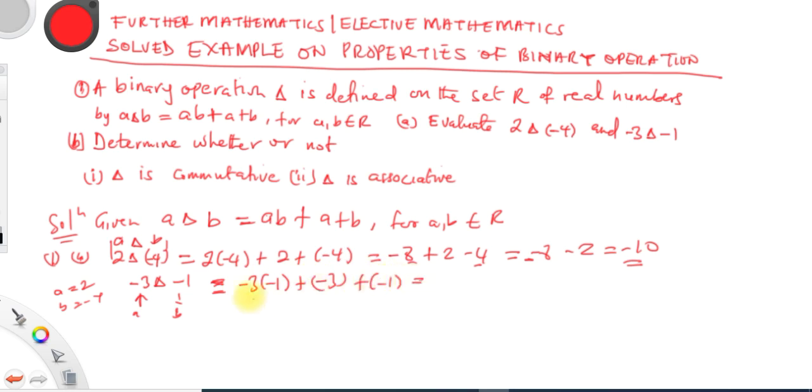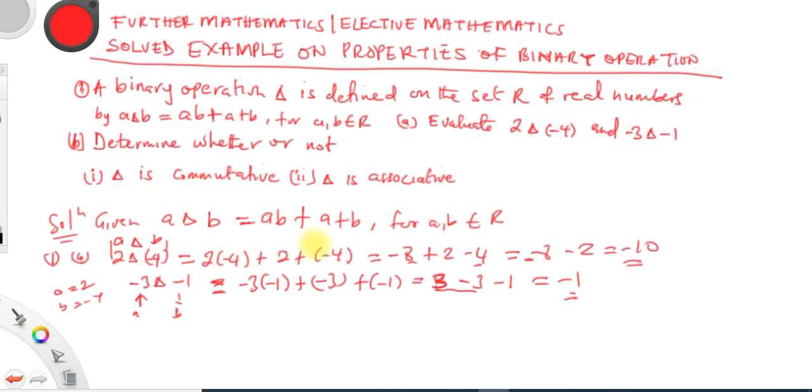Okay, so which is equal to 3 times negative 1, which gives positive 3. Then you remove the bracket, and we get negative 3 minus 1. Have you seen? So the answer will be negative 1. Okay, guys, we hope you enjoy. This is not difficult at all.